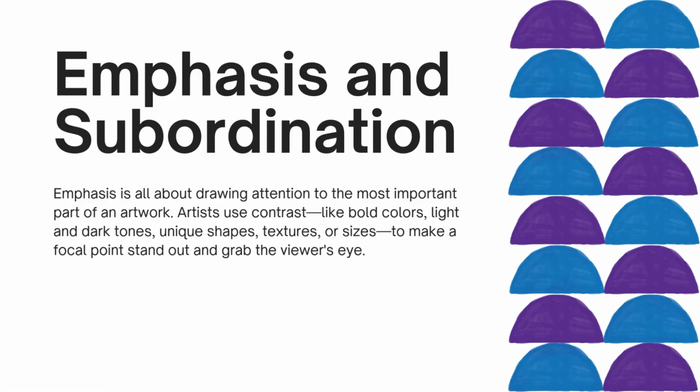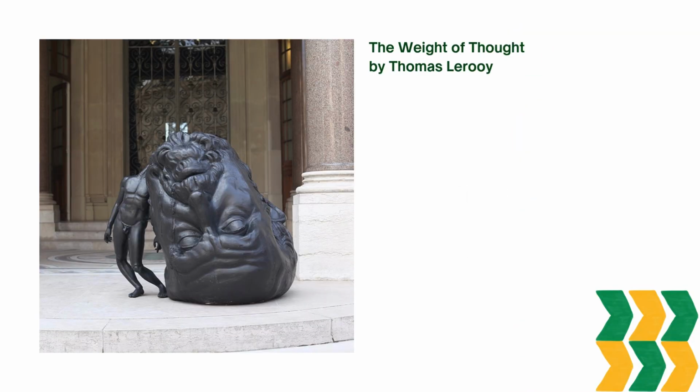Emphasis is about making a specific part of the artwork stand out, grabbing your attention immediately. Artists achieve this by using bold colors, contrasting light and dark areas, or distinct shapes and textures. Subordination, on the other hand, makes sure the surrounding elements support and enhance the focal point, rather than distract from it. Thomas Leroy's The Weight of Thought is an excellent example of emphasis.